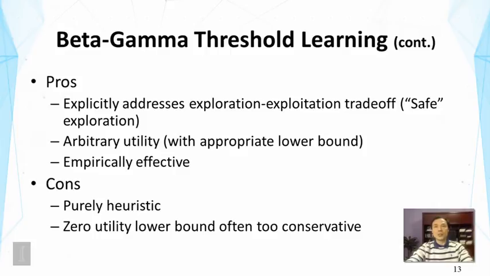We're never going to explore further than the 0 utility point. So if you take the analogy of gambling, and you don't want to risk on losing money, so it's a safe strategy, it's a conservative strategy for exploration. And the problem is, of course, this approach is purely heuristic, and the 0 utility lower bound is also often too conservative. And there are, of course, more advanced machine learning approaches that have been proposed for solving these problems, and this is the active research area.